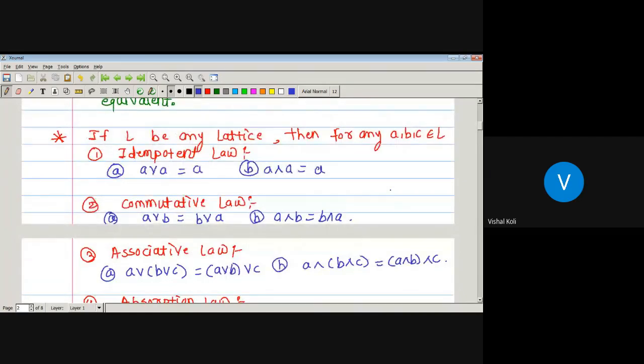Okay. So actually these properties we have seen in mathematical logic also, but there the meaning of these notations is different. There this one is nothing but or, and this one is nothing but and, while here this one is join and this one is meet. Now the next theorem.